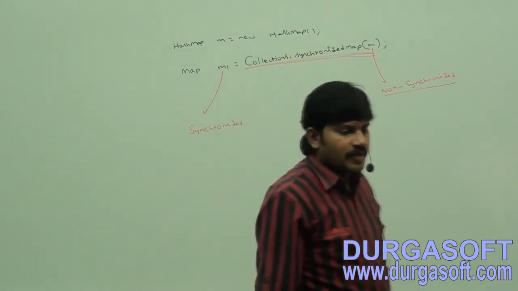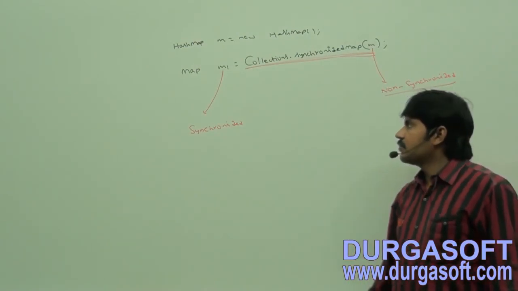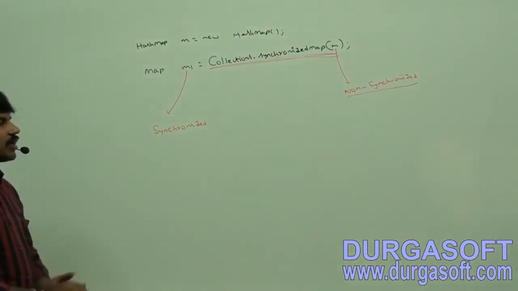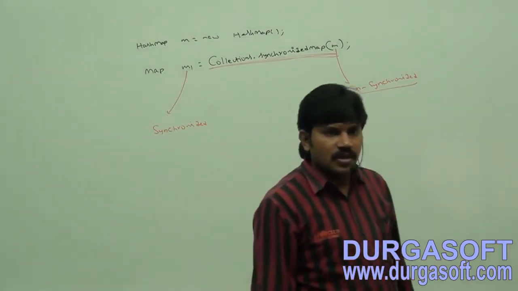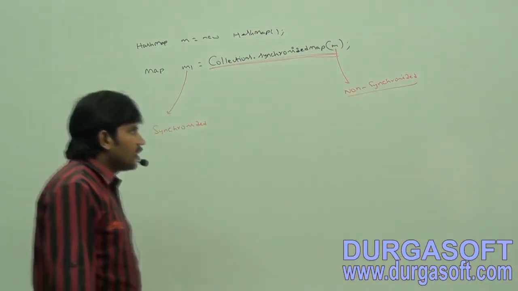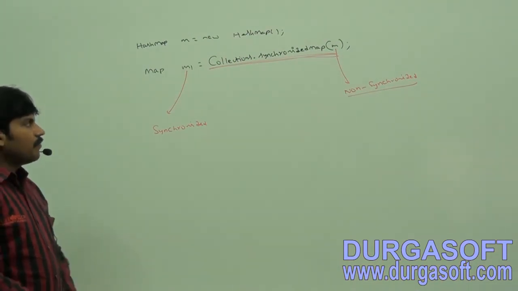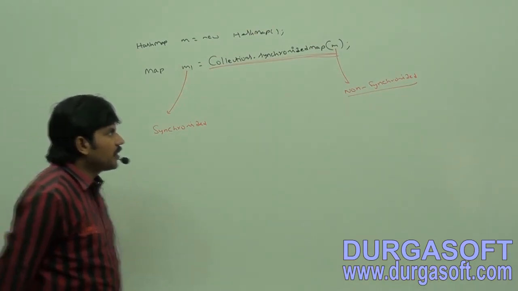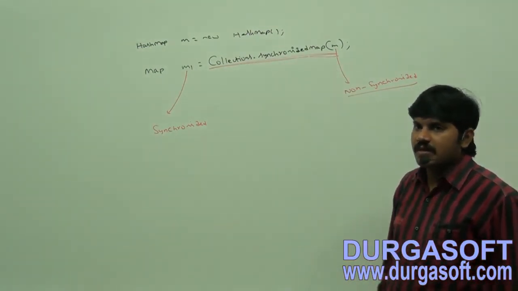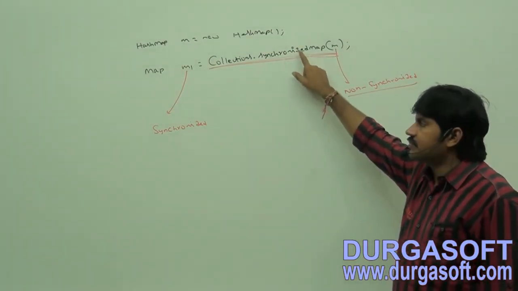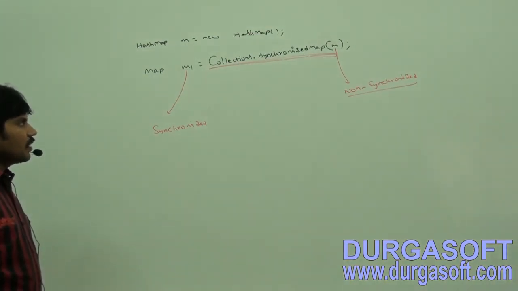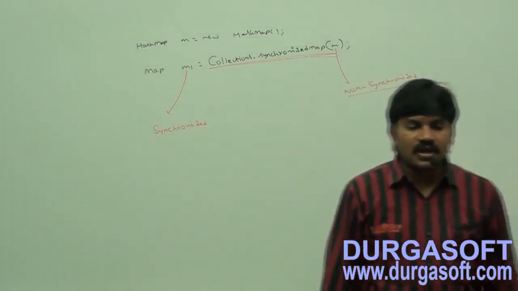At this point, by default HashMap is non-synchronized, but we can get a synchronized version of HashMap by using the synchronizedMap method of the Collections class.